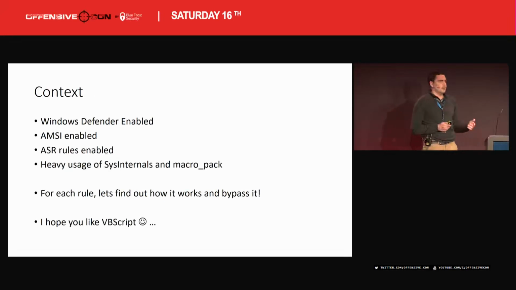So the context of my study: it was with Windows Defender, with AMSI, and sometimes I also had to struggle to bypass AMSI, with ASR rules, and I made heavy usage of Sysinternals and MacroPack. Okay. So now, for a set of rules, I will show you how they work and how to bypass them. Also, I hope you have nothing against VBScript, because that's the language that MacroPack generates, but I think it's pretty easy if you want to translate the examples into PowerShell or JavaScript.